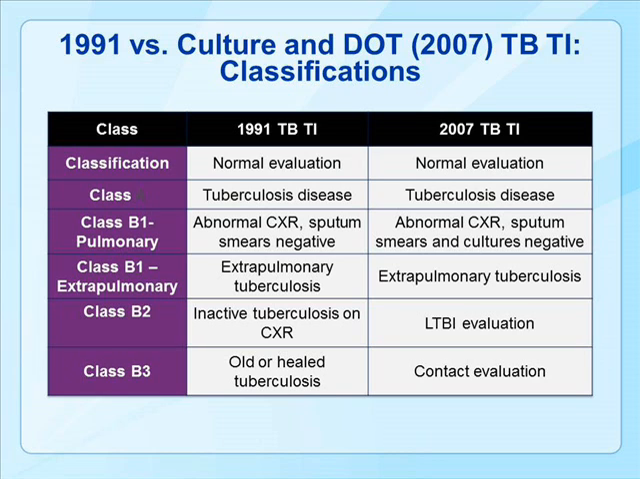Now Class B2 refers to latent TB infection and the requirement for evaluation. Class B3 used to refer to old or healed tuberculosis, again, a bit of an anomaly, and now refers to a contact that needs to be evaluated.